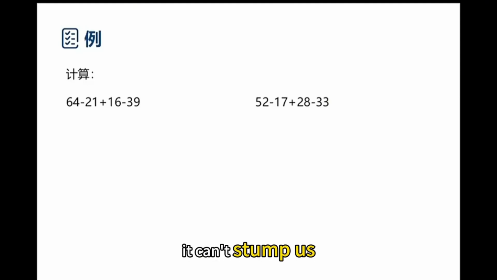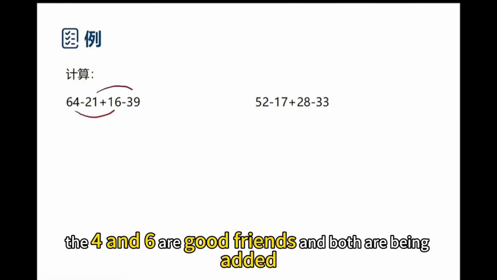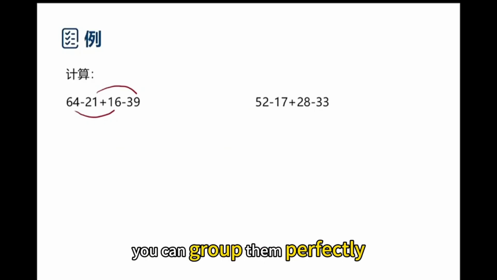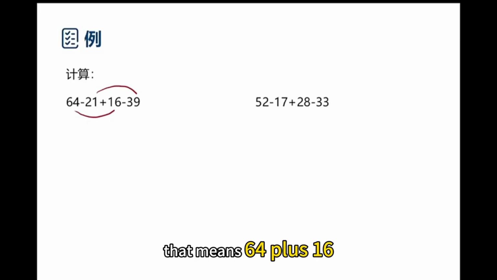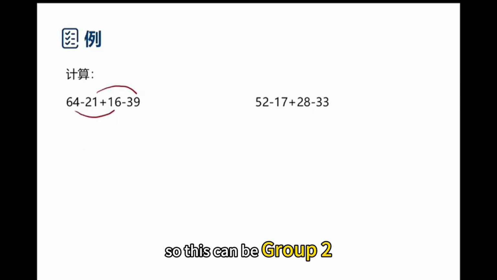You know, it can't stump us. How do we say it? 64 minus 21 plus 16 minus 39. You see it. The 4 and 6 are good friends, and both are being added. The 1 and 9 are good friends, and both are being subtracted. You can group them perfectly. That means 64 plus 16, and then subtract the sum of 21 and 39 all at once. And you're done, right? So this can be grouped too.